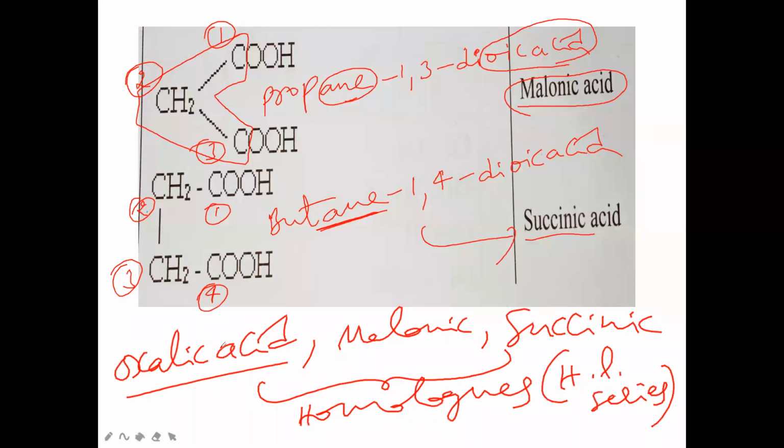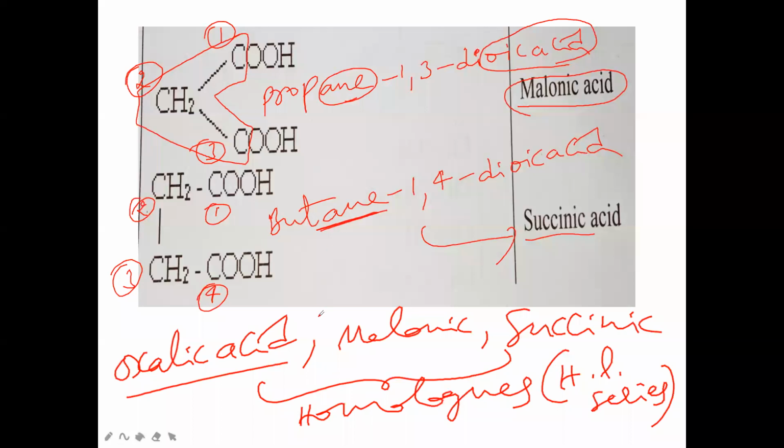In every molecule, oxalic acid, malonic acid, and succinic acid, 2 COOH groups are there. That's the dicarboxylic acid series, a homologous series. And the members of a homologous series are called homologs, otherwise homologous members.